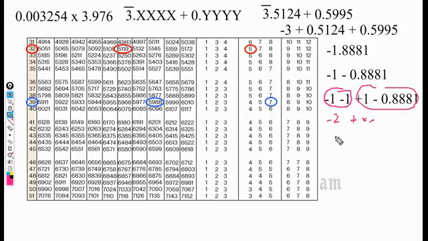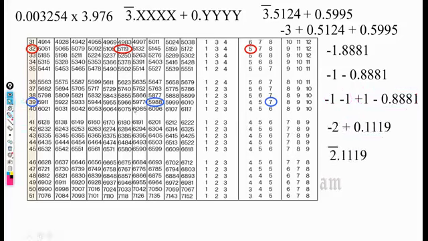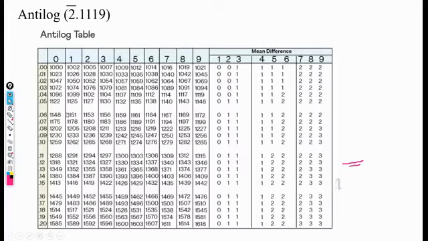So I can write this as 2 bar point something something, and then I can take the antilog. So this is minus 2 plus this, so this means 2 bar 0.119. Now remember, now this is positive, so I can take the antilog of this. Antilog of 0.11, 1 and 9. This number comes out to be 1294, and this is 2 bar, so it is 1.294 into 10 raised to minus 2, which is 0.012.